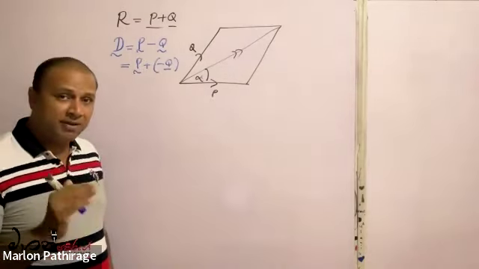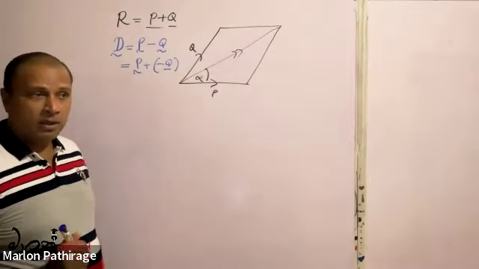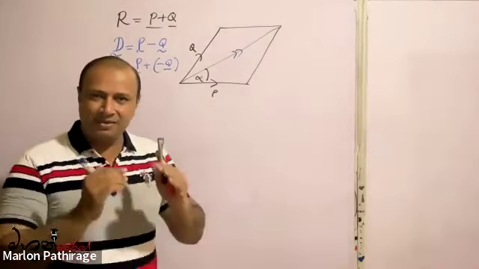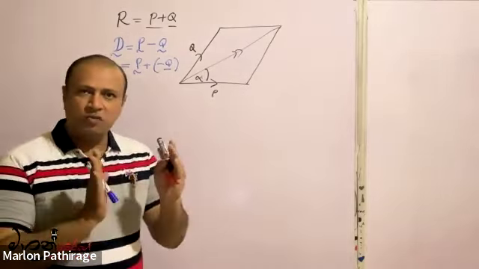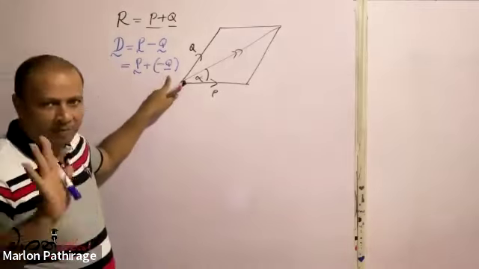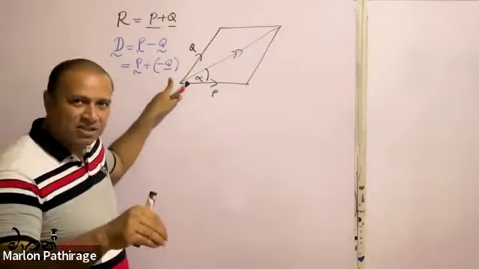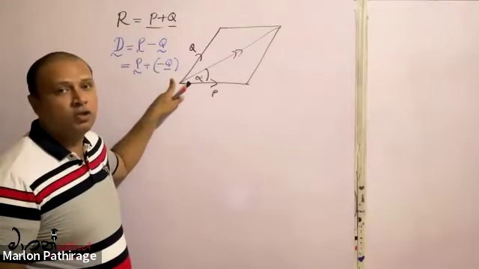So how to determine the negative vector of Q? The negative vector is the vector whose magnitude is equal to Q, but whose direction is opposite to Q.